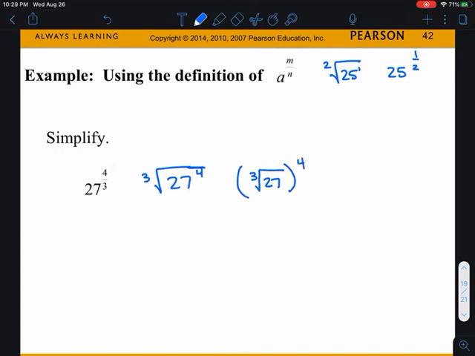You can kind of play with which one's going to be easier. Is it easier to take that 27, raise it to the 4th power, get a really crazy big number, and then have to find out the third root of that? Or could I take the third root of 27, which is going to give us 3, and take that to the 4th power? I like that second way a little bit better. 3 times 3 times 3 times 3, that should give us an 81.